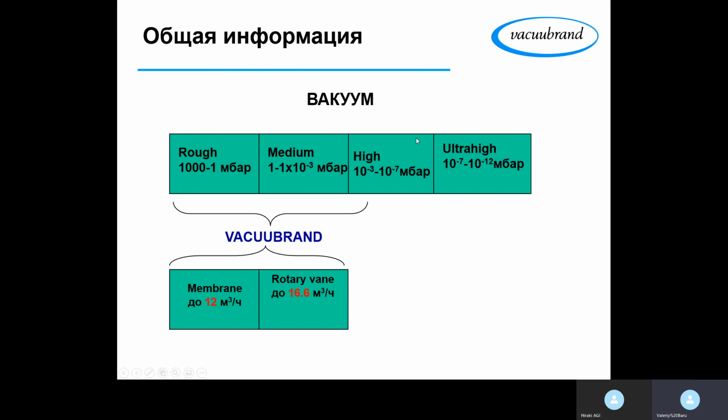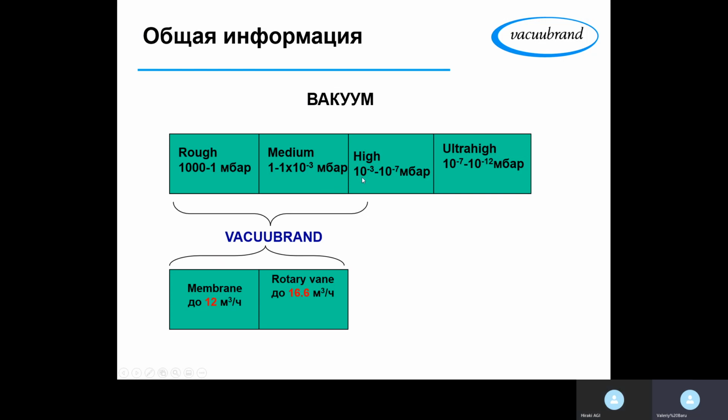Now that's the slide for the vacuum. I've made some translation this time. Rough vacuum is the vacuum that goes from 1000 millibars, so from 1 bar, down to 1 millibar. Medium vacuum is in the range of 1 millibar down to 10 to the minus 3 millibar.